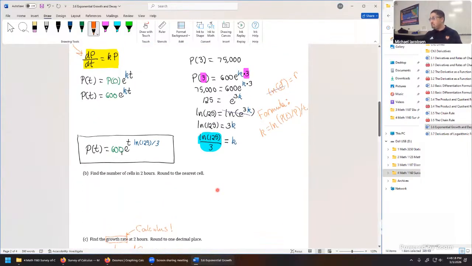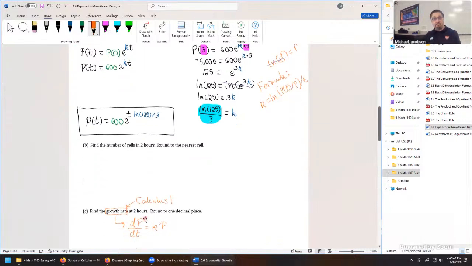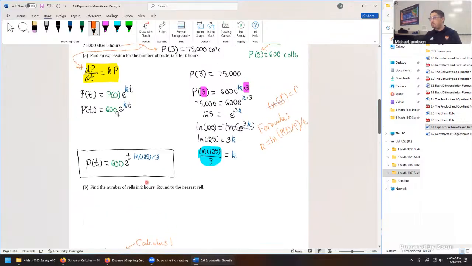Well, next thing we'll do is evaluate this. Notice the difference between these two questions, though, in parts B and part C. Part B is saying find the number of cells in 2 hours, but part C is saying find the growth rate, they mean of the entire population of bacteria, at 2 hours. They're very different questions. One's a function evaluation in part B. The other one is a derivative, dp dt, where we're going to use this formula again that we cited up the top. So let's get through part B to start.